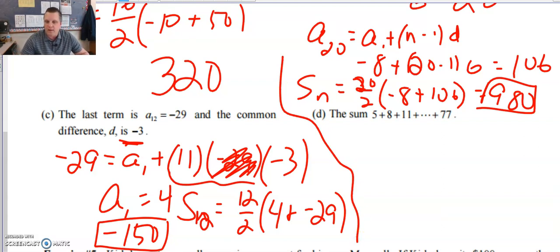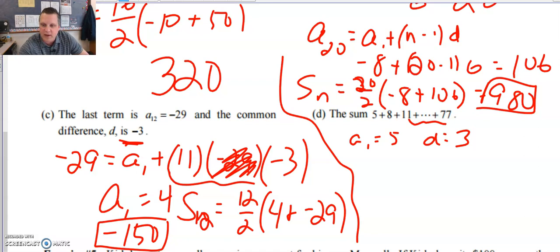Letter D, the last one here, is we have the sum. So this is one of the ones where we have to determine how many terms are in the sequence. So we know our A1 is 5. And now you want to find your D. What is my D? So my D in this case is going to be 3. Because remember, it's A2 minus A1, A3 minus A2, and it gives you a common difference of 3.